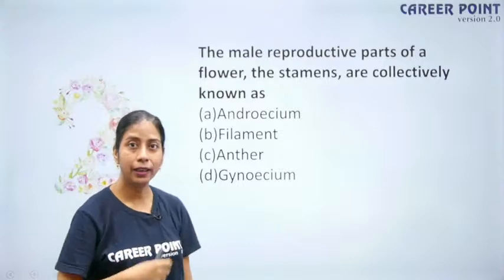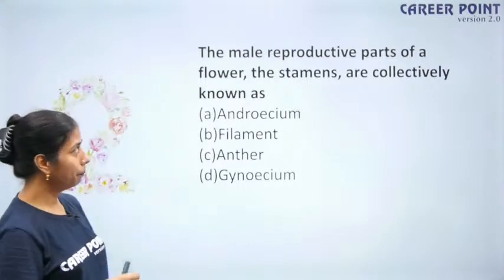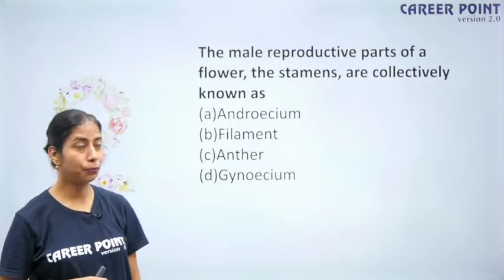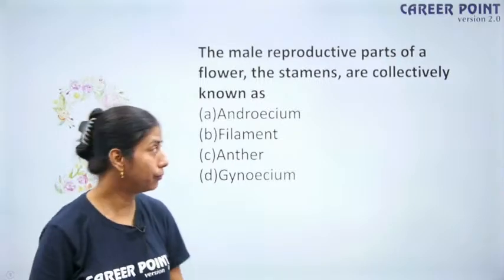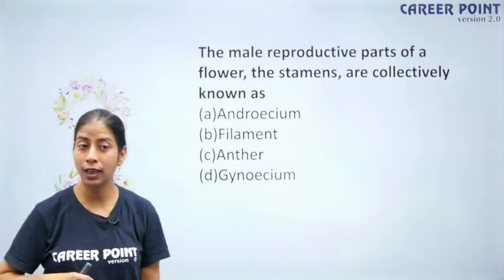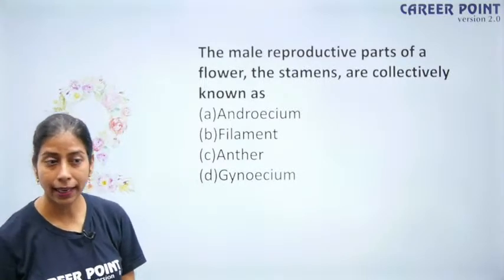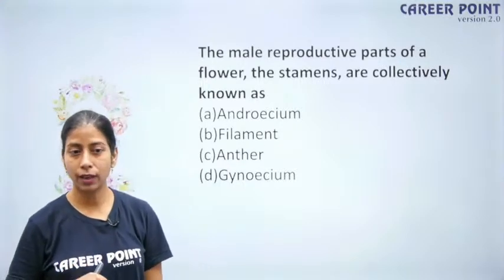Moving on to the second. अब हम second question पे आ गए हैं. So let's see what is the second question. Here the second question goes like this. The male reproductive part of a flower, the stamens, are collectively known as. What is it collectively known as? Answer बताइए. I'm just waiting for the answer. Let's see who is going to give the answer first.